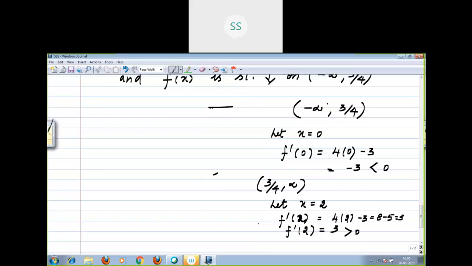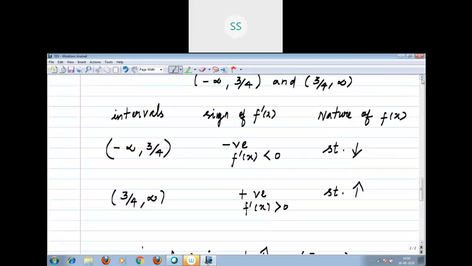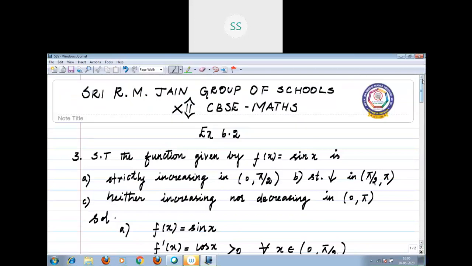Greater than 0 means what is your conclusion? I said it is strictly increasing. I hope you people understood. Again I will explain the sum. You have to listen carefully, children.